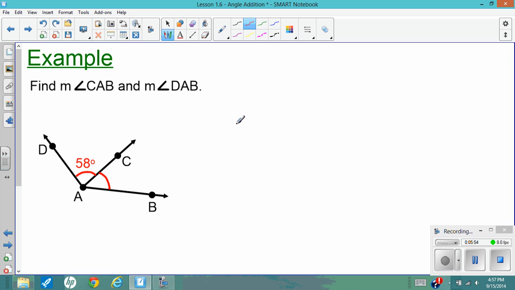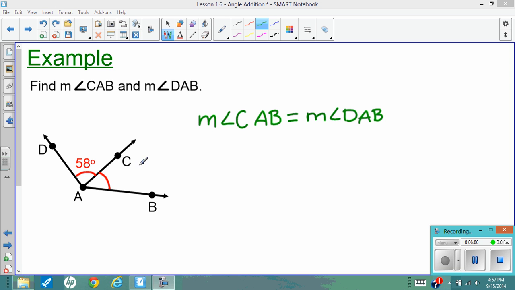So pause here, try and find the measure of angle CAB and the measure of angle DAB. Make sure to note the symbols in the picture, and that'll help you. So you should notice, because of these two red little angle symbols, these two angles are congruent, DAC and CAB. That means that ray AC is an angle bisector, and these two angles should be congruent, which means they're equal.